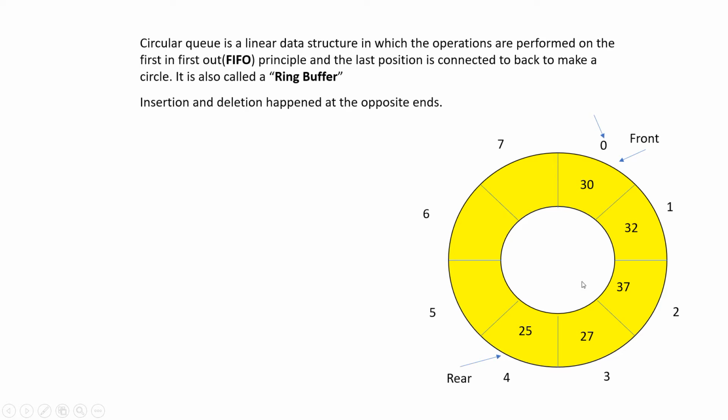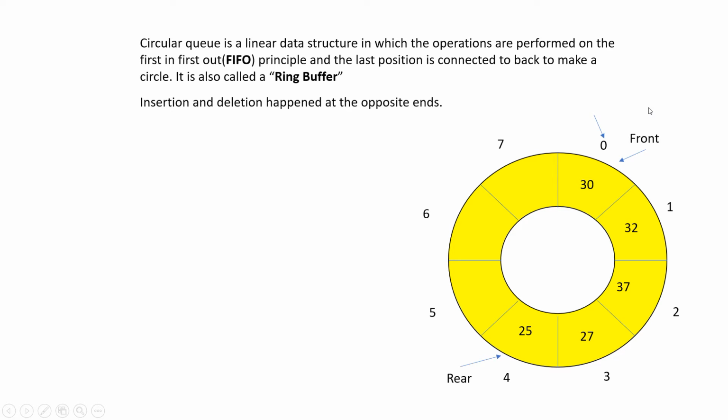In this circular queue also, the insertion and the deletion happen at the opposite ends. So if I have to explain what is circular queue, this is the basic format of a circular queue. You can see that I have some elements which I have inserted in the form of a circle. So in this, I can see that the size of this circle is 8. The index is starting from 0 and going on 1, 2, 3, 4, 5, 6 and 7. So the size of the circular queue is 8.